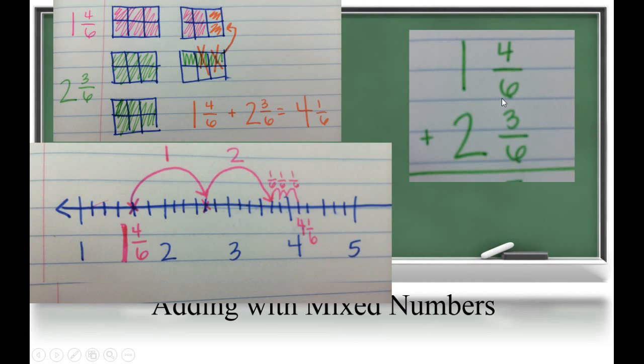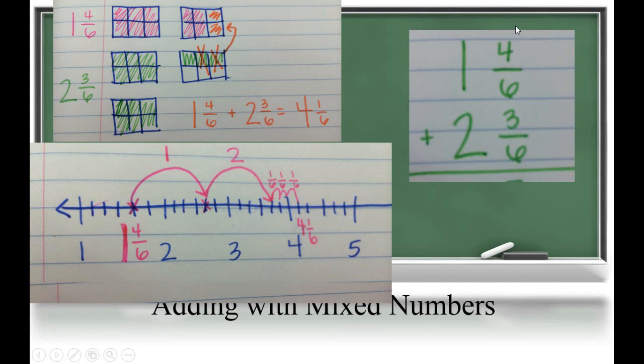The next thing we're going to do is jump 2 wholes. So we're going to jump 1 whole, which is 6/6. So 1, 2, 3, 4, 5, 6. A second whole, and then 3/6. 1, 2, 3. And we find that our total is 4 1/6.